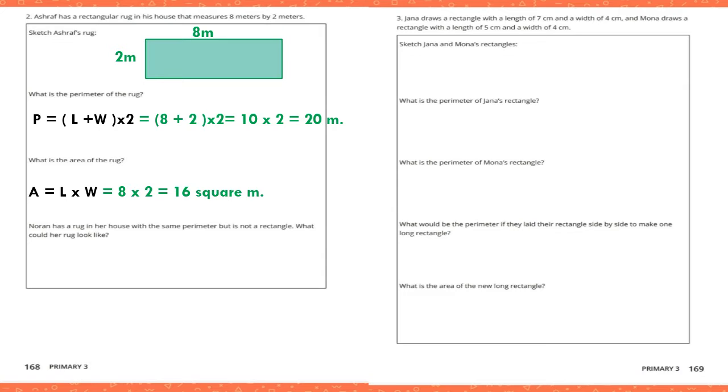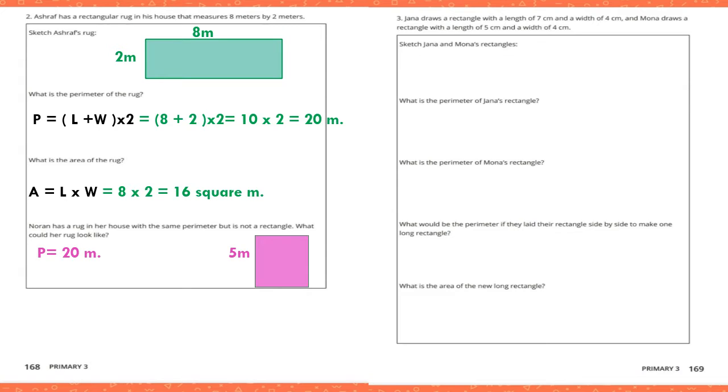Nuran has a rug in her house with the same perimeter, but it is not a rectangle. What could her rug look like? It could be a square, and as we know, the square has 4 equal sides. So if we have perimeter equal to 20 meters, we will divide it by 4. So 20 divided by 4 equals 5 meters. So the side length of the square will be 5. Let's move to the next one.